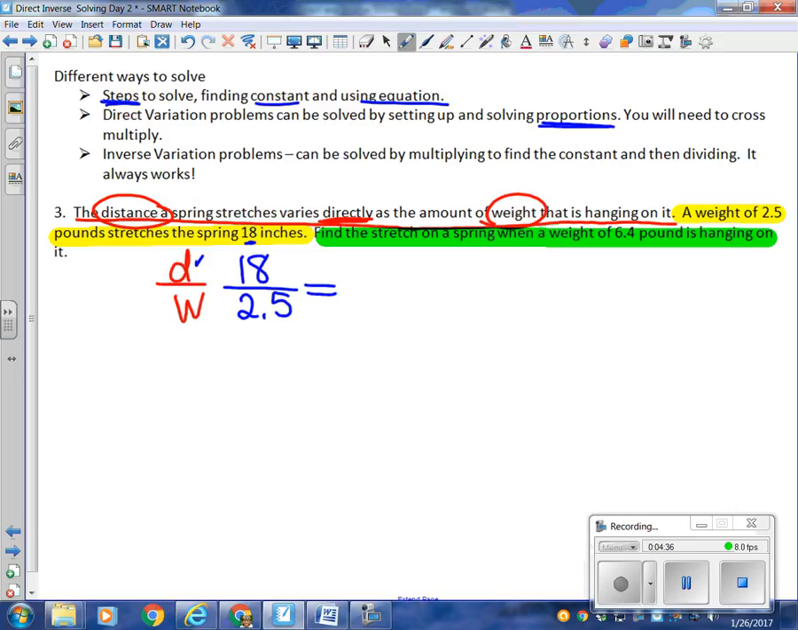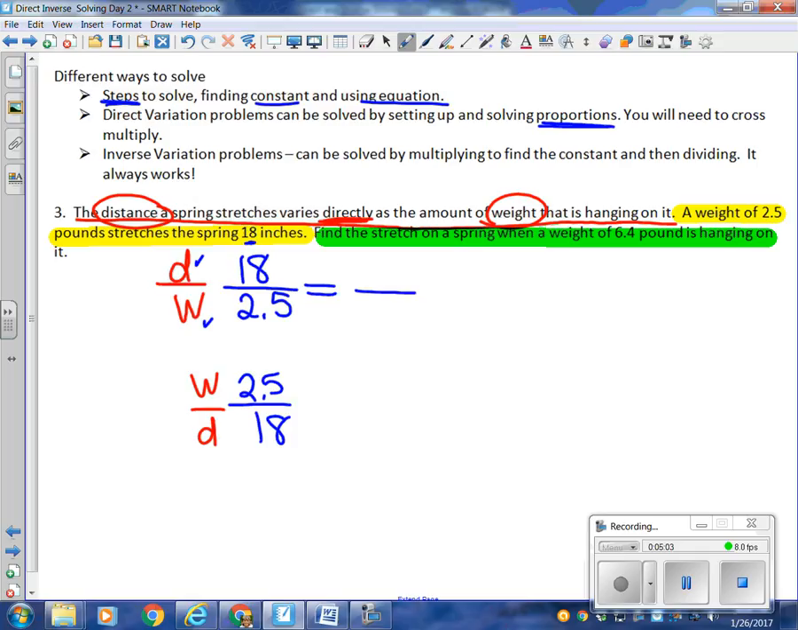Remember, I chose to do distance on top, W on the bottom. It doesn't matter. You could have set it up the other way, still would have given the same answer. So you could have said 2.5 over 18. That would have been W over D, and that would have been okay to start that way. It doesn't matter how you start. It just matters that when you set up your second one, that you set it up the same way.